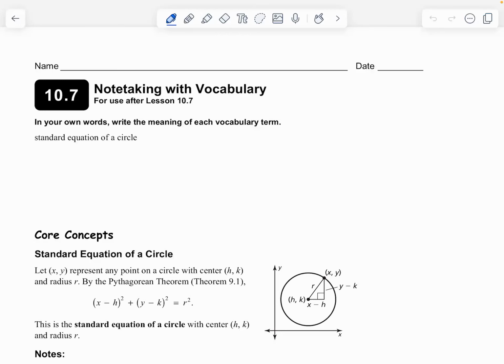Okay, so what I need you to write down is that the standard equation of a circle is (x - h)^2 + (y - k)^2 = r^2. You saw that plenty of times in that activity that we just did.